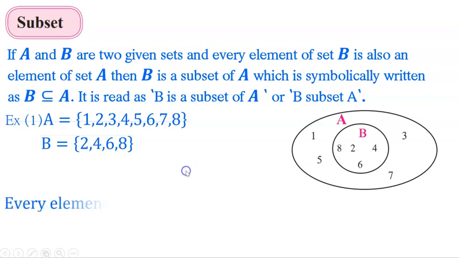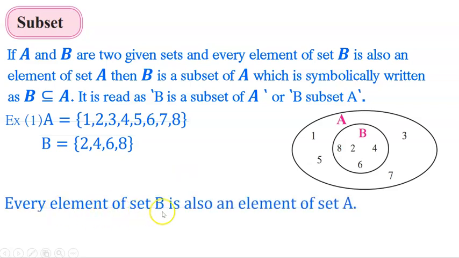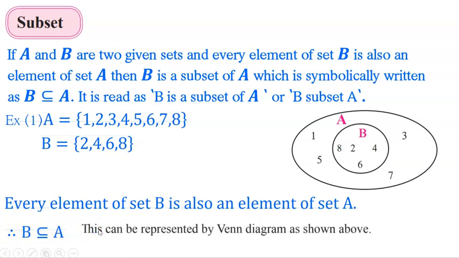Okay. Now the next. Every element of set B is also an element of set A. Therefore B is a subset of A. This can be represented by Venn diagram as above. Okay. And this set B is completely inside A. All the elements of B are in A. Therefore B is a subset of A and it is shown by this Venn diagram.